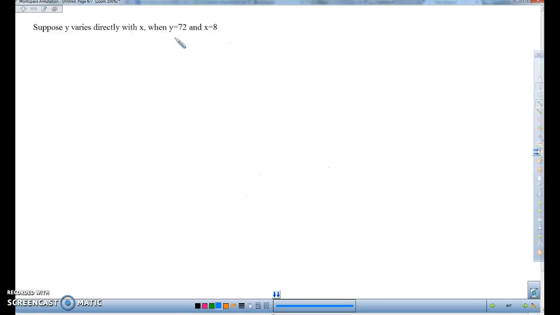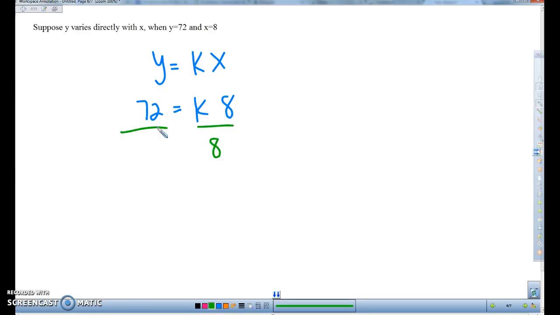So the fifth box on your page says, suppose y varies directly with x when y equals 72 and x equals 8. So I'm going to start with that equation, y equals kx. And I'm trying to find what k is when y is 72 and x is 8. So all I'm doing is solving for k. Now this looks pretty easy. To solve for k, I divide both sides by 8, so I get k equals 9.